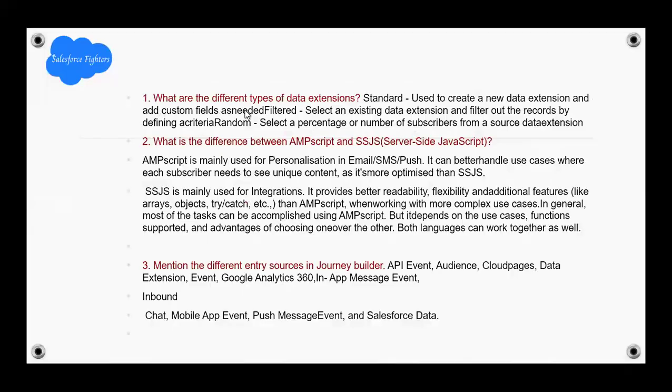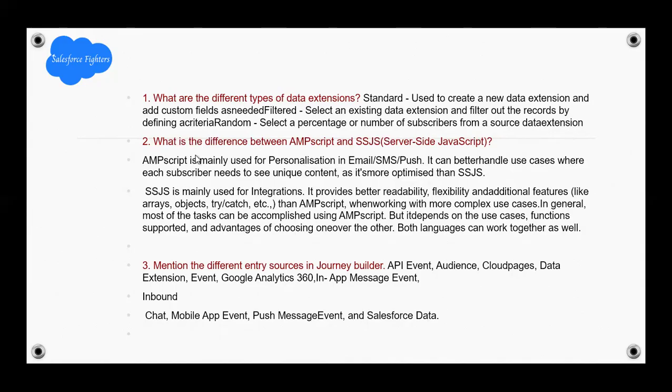First question: What are the different types of data extensions? Standard is used to create a new data extension. Custom feeds as need filters select an existing data extension and filter out the records depending on criteria. Random select a percentage or number of the subscribers from a source data extension.